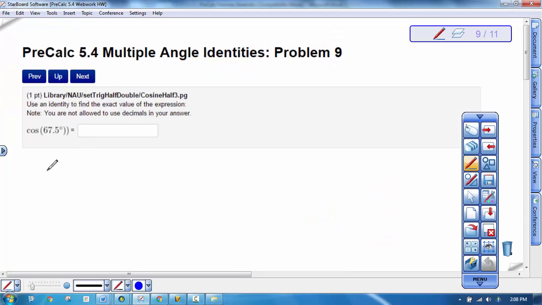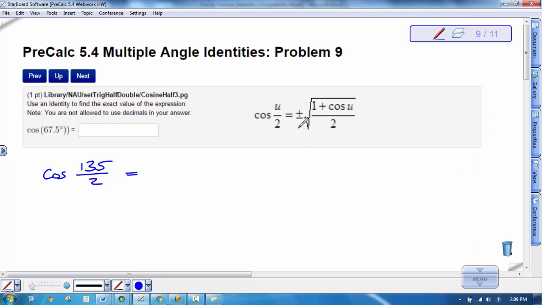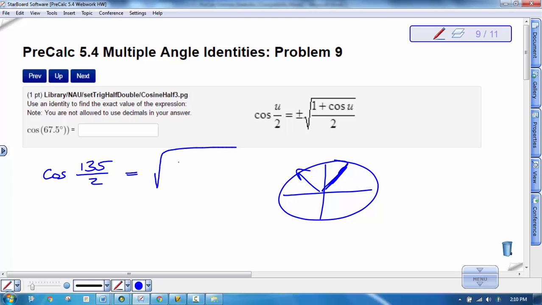All right, I'm going to try this again. Cosine of 67.5. Let's double that. So let's make it 135 over 2 instead of 67.5. That way I can use my half angle identities in the formula sheet. So I'm going to use this formula. Now, my cosine's negative because I'm at 135. So actually, 135 divided by 2 would be positive. 135 divided by 2 is 67.5, which is up here somewhere. So my cosine's positive, so I want the positive value there.